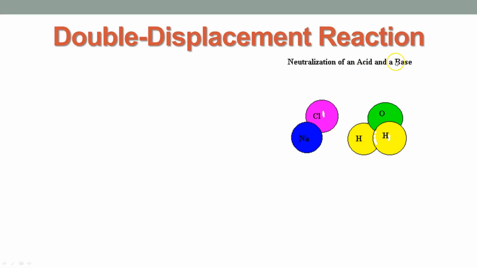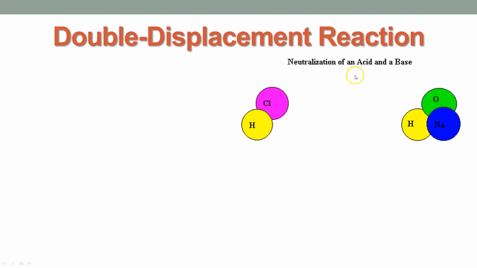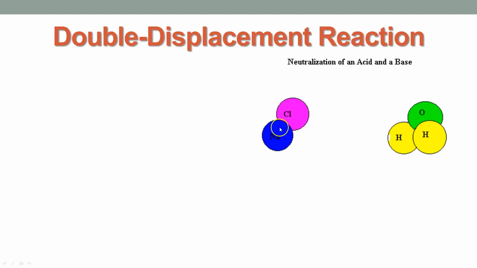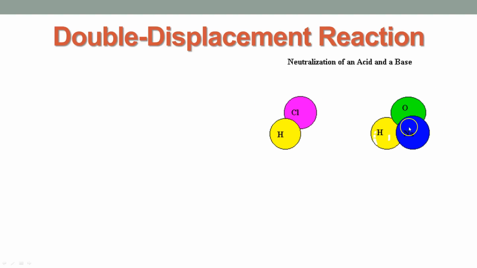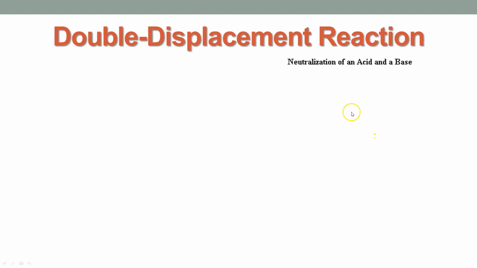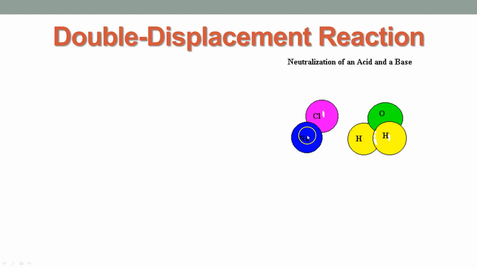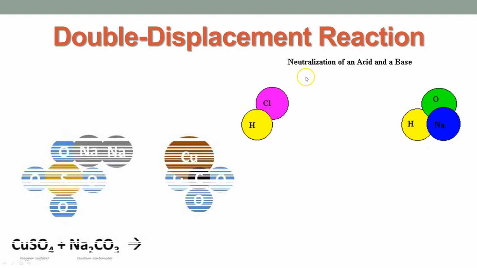When I'm neutralizing an acid or a base, that's going to be a double displacement reaction. Here I have hydrochloric acid reacting with sodium hydroxide, and those are going to be switching it off. So I'm going to leave with sodium chloride and water. Both of them are switching who they came with and leaving that way in a neutralization.